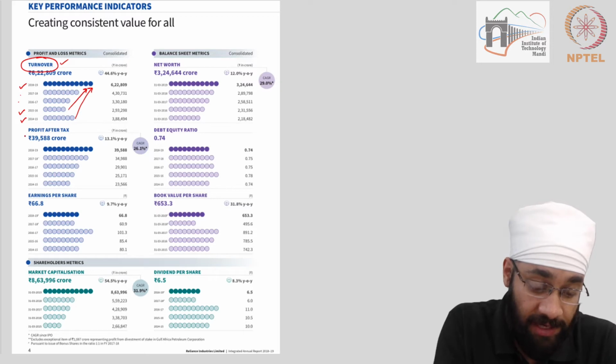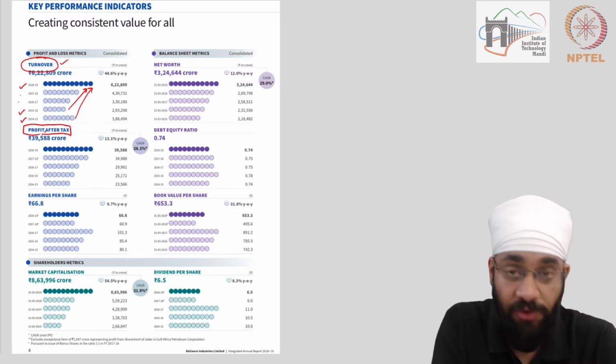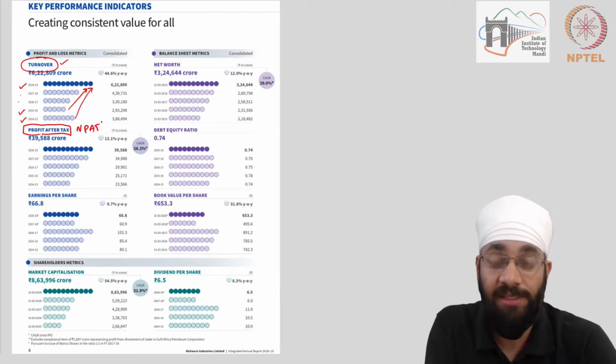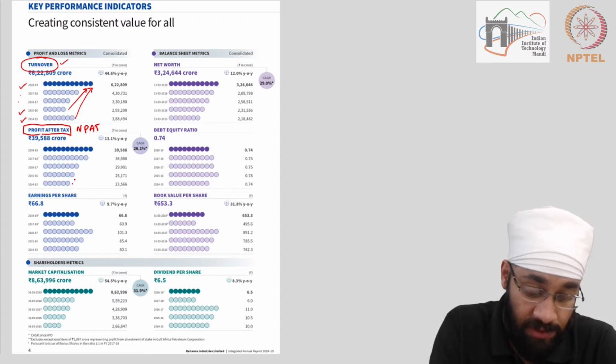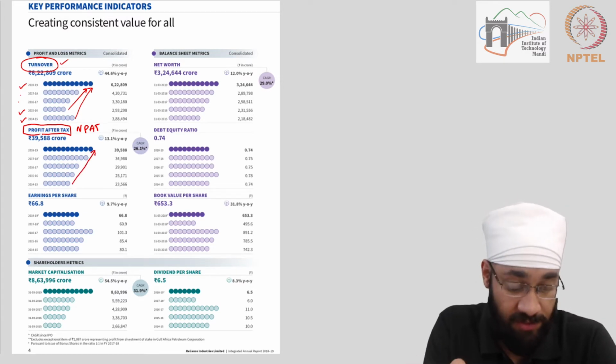The next indicator is profit after tax. Well, do you know what is profit after tax? Yes, you do. This is net profit after the taxes. Again, this number is going up. So now you know what this indicator means.